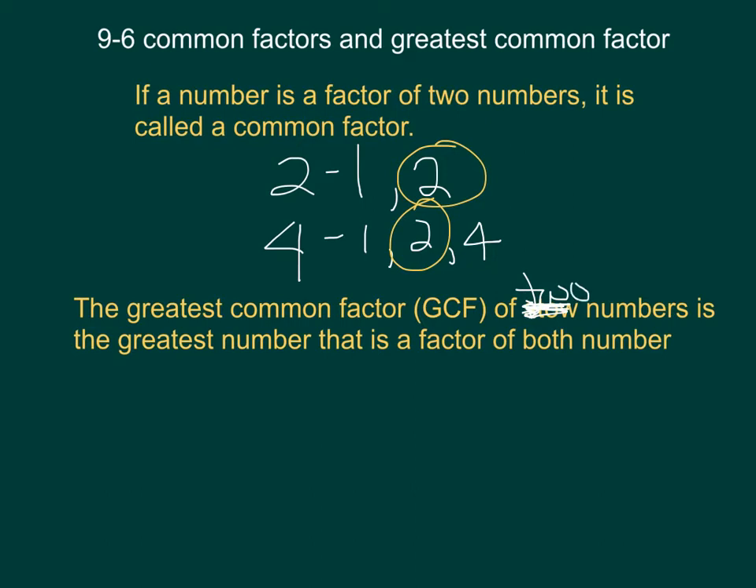The greatest common factor of two numbers is the greatest number that is a factor of both. So it's the greatest number that they have in common, not necessarily the first one that they have in common.